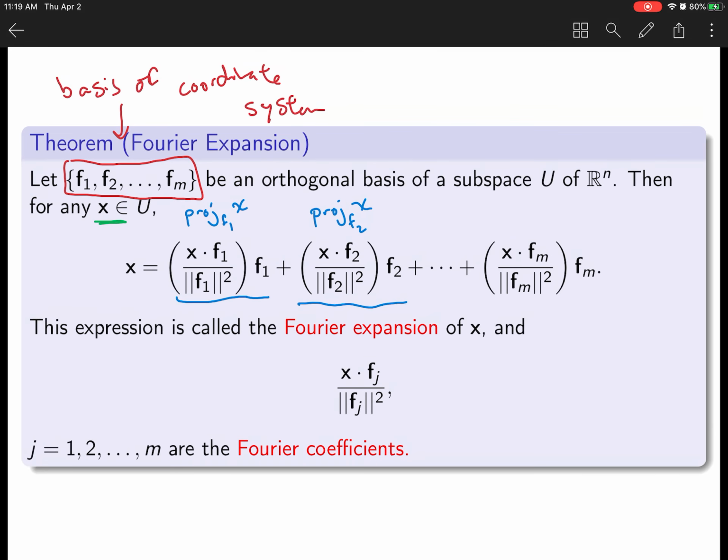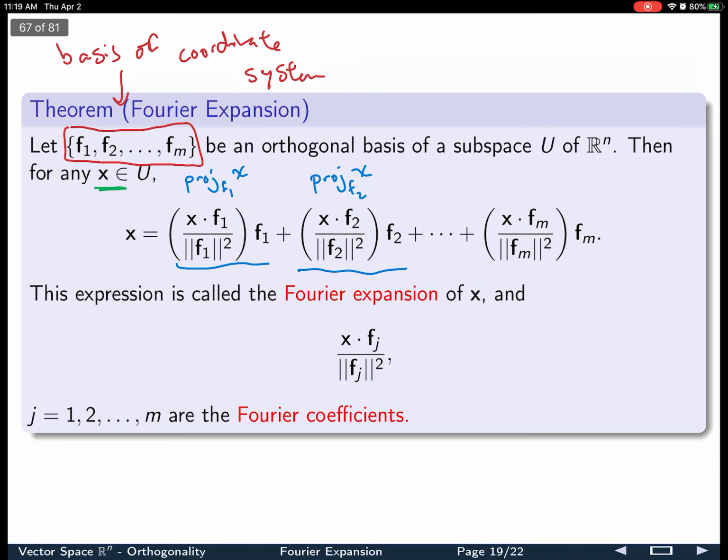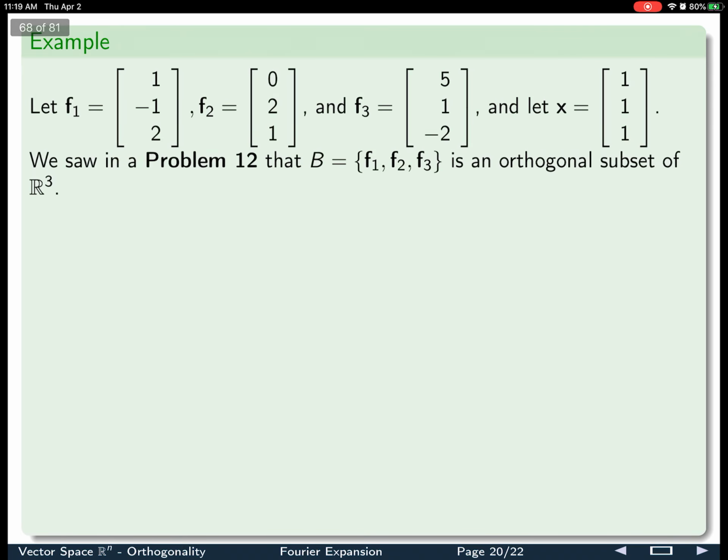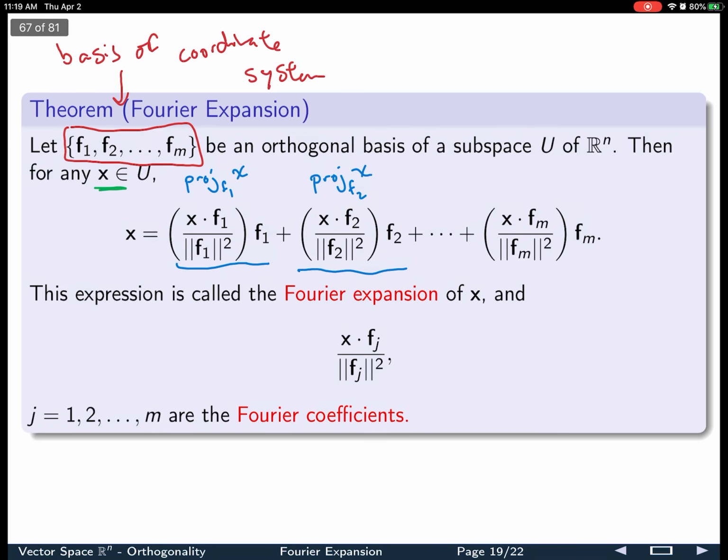And I'm going to go a little bit farther so that we can see. I'm going to highlight some stuff here again. This is the Fourier expansion of x, and again, all of those things are just projections. We call those the Fourier coefficients.